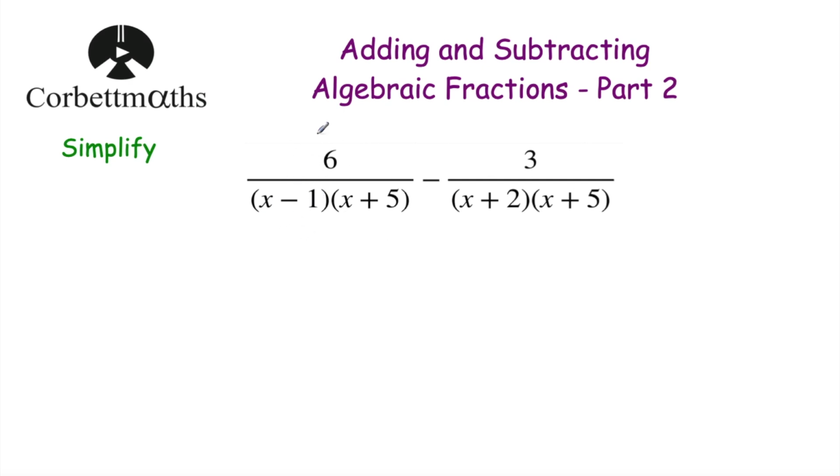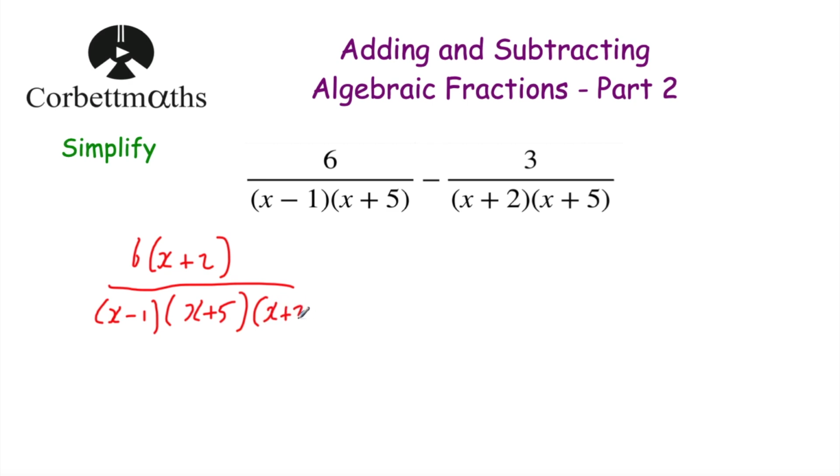Okay, so let's have a look at the first fraction. So we're going to multiply both the numerator and denominator for this fraction by x plus 2. So multiplying the numerator by x plus 2 will be 6 and then brackets x plus 2, close brackets. And then the denominator will be, well, we've got x minus 1 times x plus 5, and then we're going to times that by x plus 2.